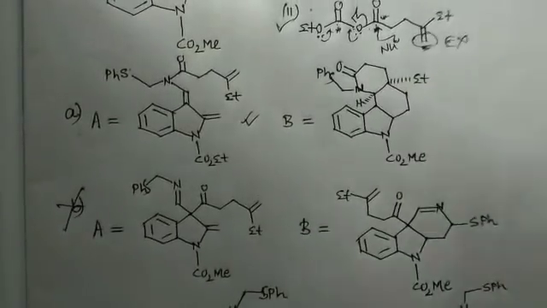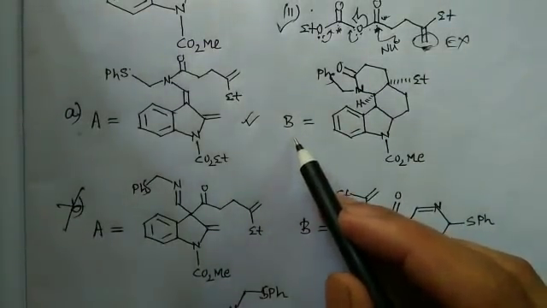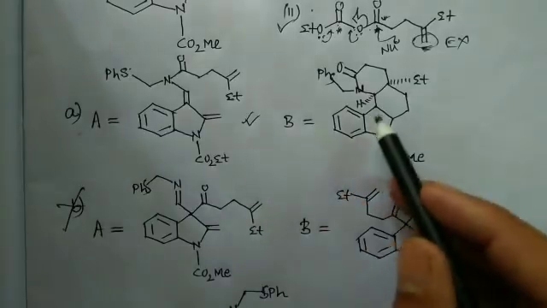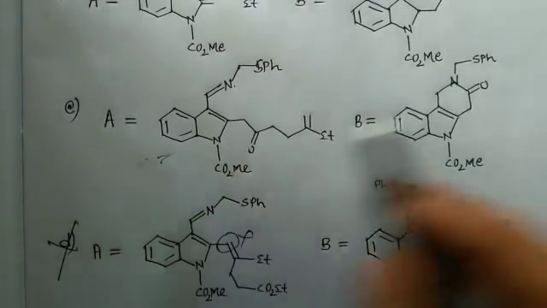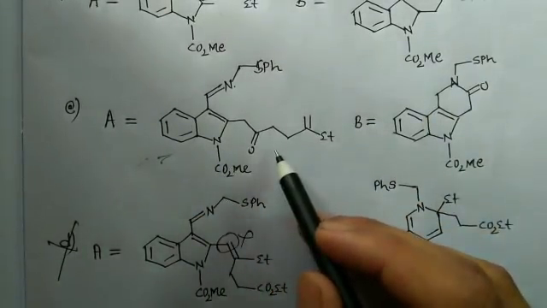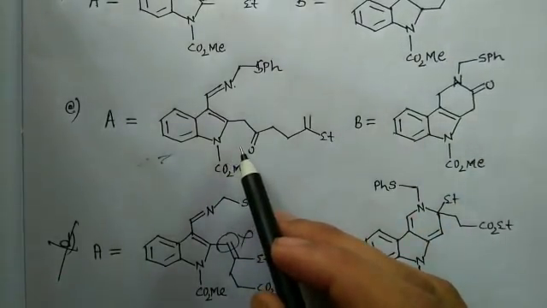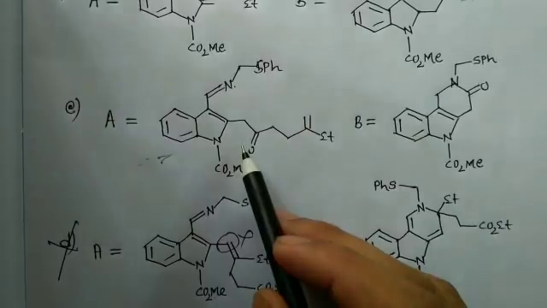Now let us look at the second reaction, second product B. Now in the product B options, you can see this is the product B for option A, and this is the product B for option C. Now if you look at option C, this product, how can it form? You can see there is no nice explanation of how this product can be formed.